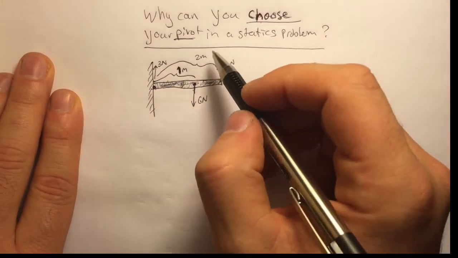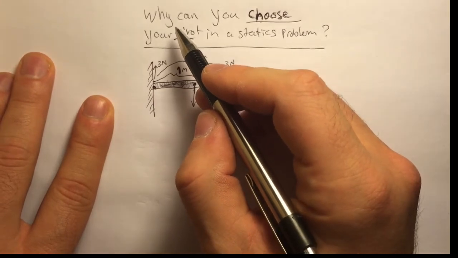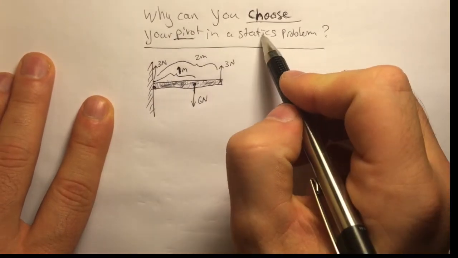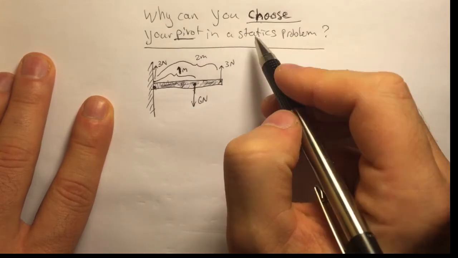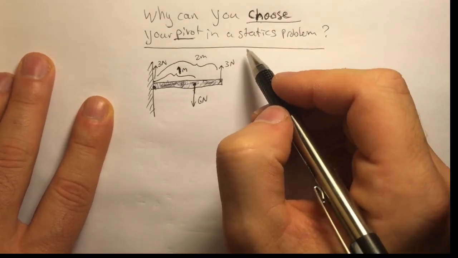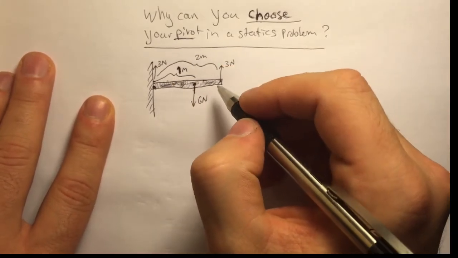Okay, so one really good question that a lot of you asked in the 1 minute papers was, why can you choose your pivot in a statics problem? That's a really good question. And so I'm going to just explain it both conceptually and also prove it mathematically.